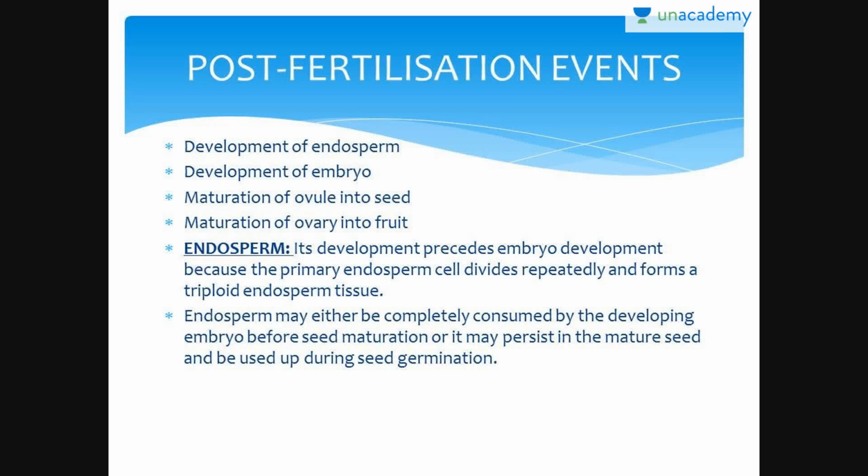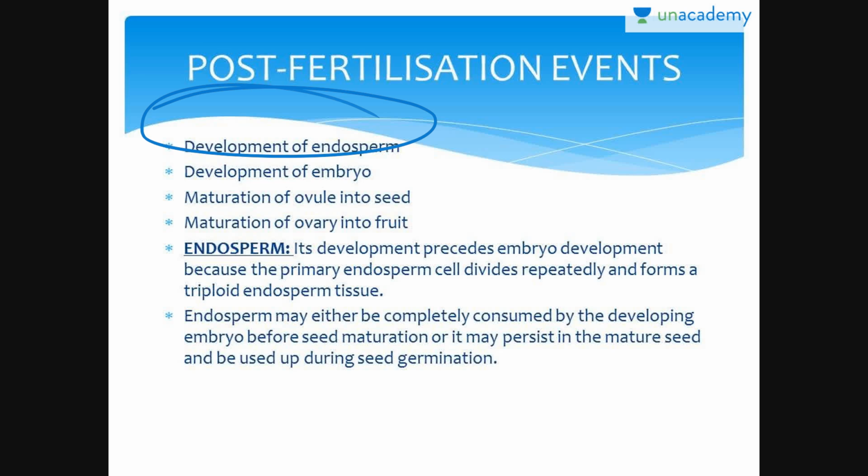So what happens after this fertilization? Events of endosperm and embryo development, maturation of ovule into seed and ovary into fruit are collectively termed post-fertilization events. The development of endosperm takes place before the embryo development. The primary endosperm cell divides repeatedly to form triploid endosperm. Cells are filled with reserve food material and are used for nutrition of the developing embryo.